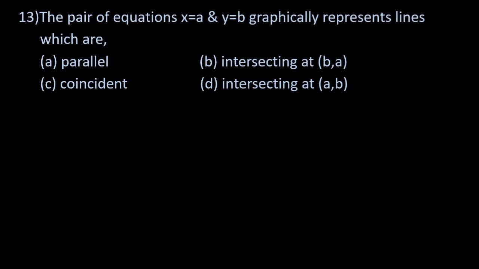Next question. The pair of equations x is equal to a and y is equal to b graphically represents lines which are: parallel, intersecting at b, a, coincident, or intersecting at a, b. So if graphically it has x and y values, it will have a unique solution. That means x, y can be written as a, b. So intersecting at a, b is the correct answer, option D.